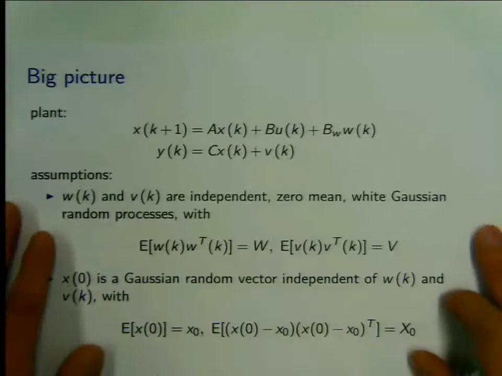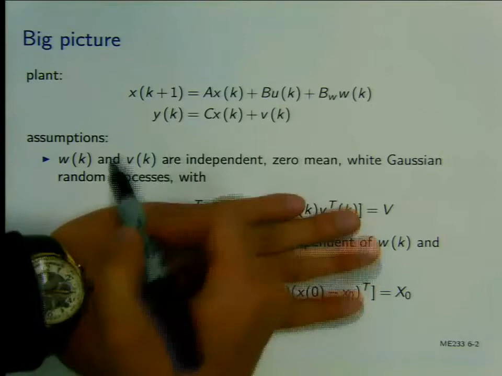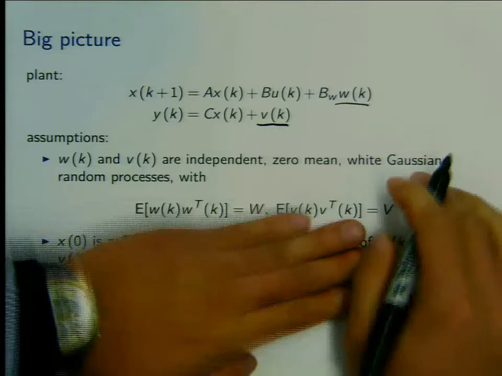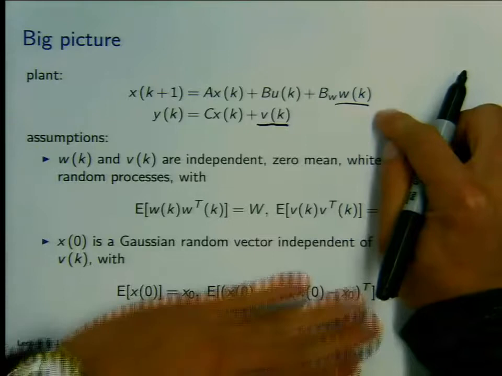Okay, so the problem definition is pretty similar to what we have done before. We have the state space system with the noise inside. And these noises are independent zero mean, white, Gaussian random processes.